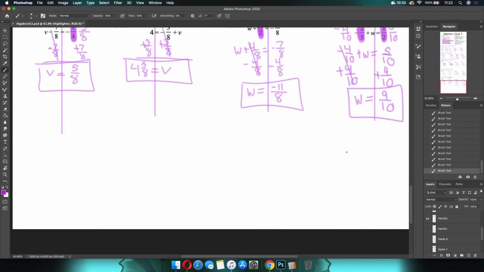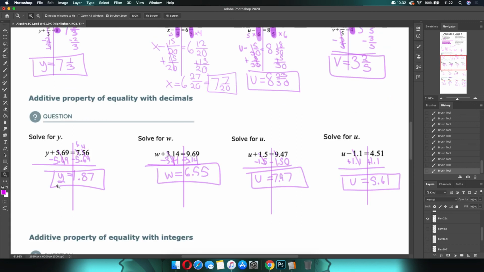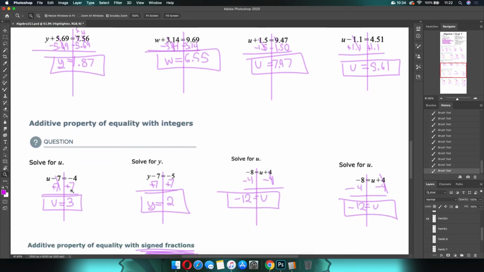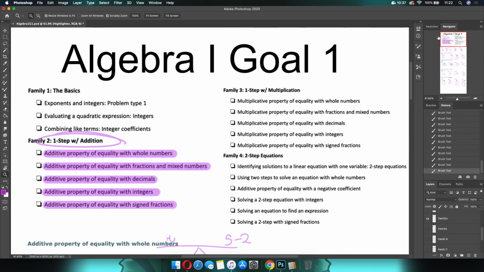Is that everything for this? Yes, it is. You want to see how much math we did? Look at all of that math. Look at all of that beautiful work we did. This should be everything you need to know for Family 2, which is one-step equations with addition.